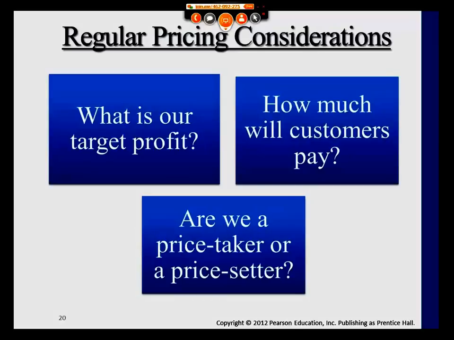So how can I do that? I can keep my costs maybe low. Maybe I can generate more revenue so that I get to my target profit. So that's going to lead us to a second question. How much are customers willing to pay? Can we as managers just set the price at any point? No, we cannot. It has to be at the point where our customers are willing to pay that price.